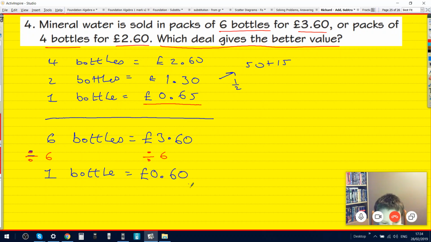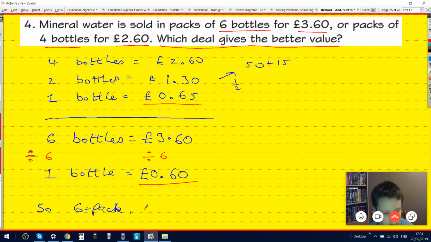Okay, and so which pack is better value? The 6 bottles for £3.60. Well done. It's 5p cheaper per bottle. Any questions with that one? No, I don't have any. So 6-pack. And I'll just write 5p cheaper per bottle. So that's one way you can do it.